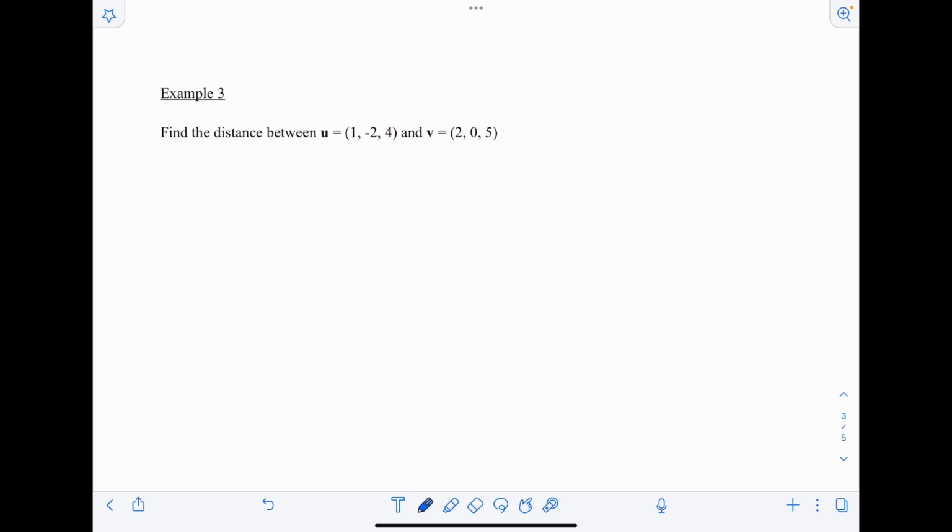To find the distance between those, I'm just going to take the magnitude of the difference, u minus v. I'll write this out so you have the example in full detail. We're finding the difference between those vectors, and just like we would find the magnitude of any vector, we take those differences, square them, and take the square root.